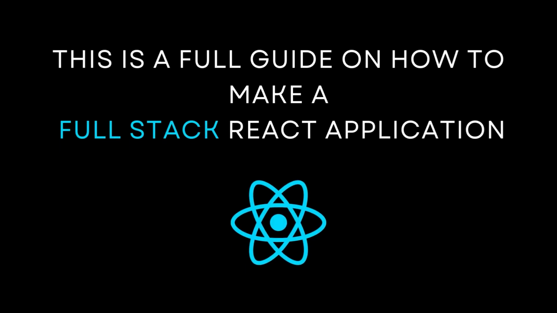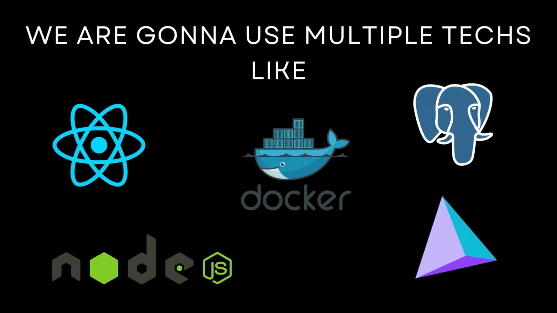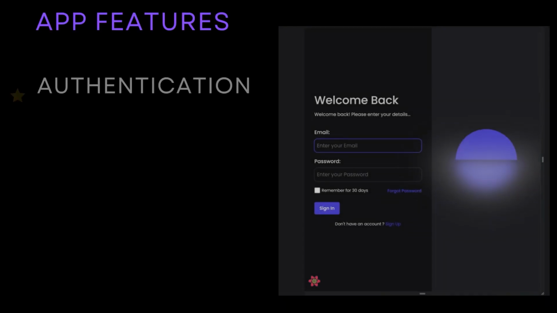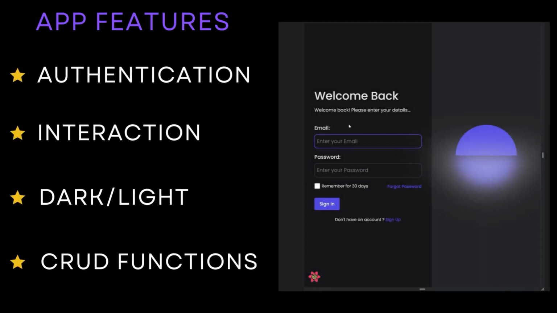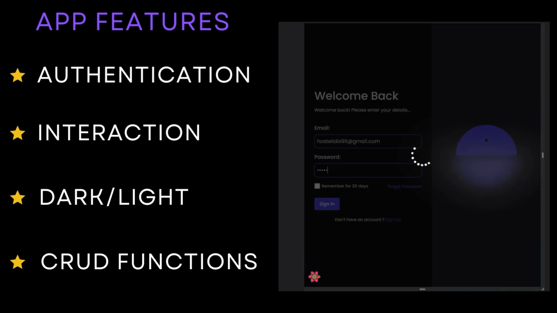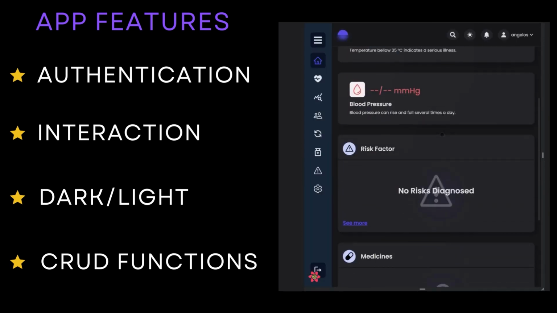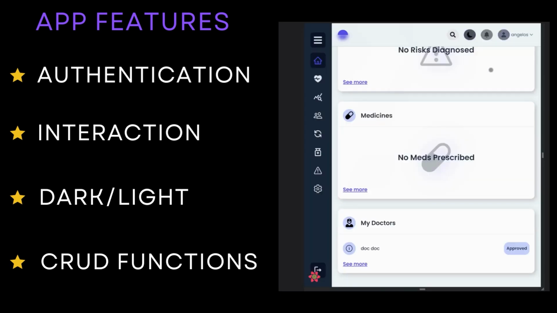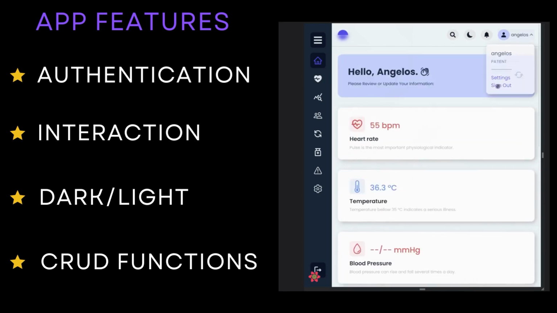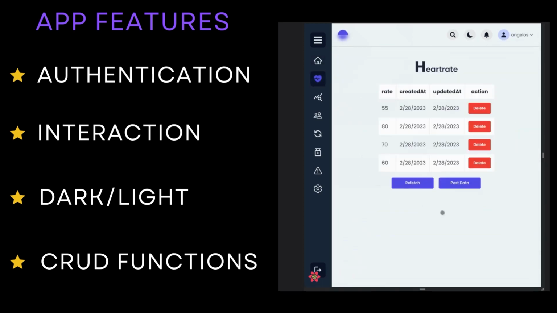Hello guys, this is a full guide on how to make a full stack React application. We're gonna use multiple technologies like React, Node.js, Docker, Postgres and Prisma. The app contains multiple features, such as authentication, interaction between the users, dark and light mode and CRUD functionality. On the right side you can see a preview of the application.